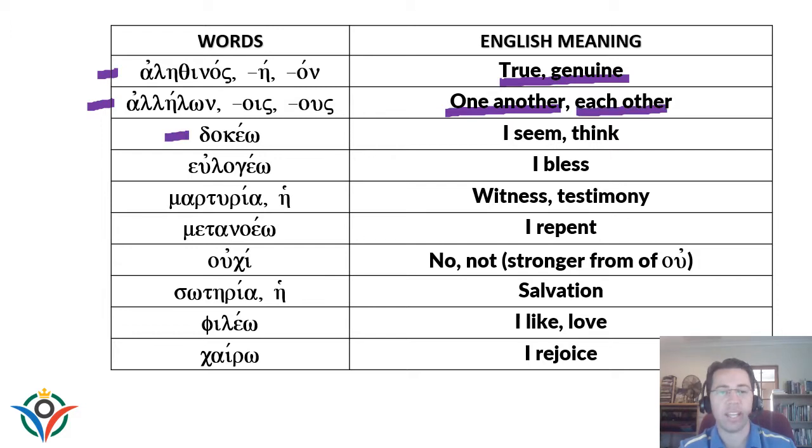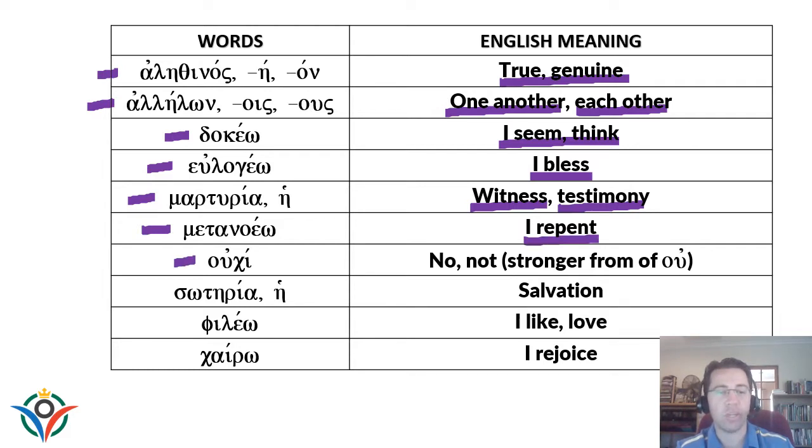Then we have dokeo, which means I seem or I think. Then we have eulogeo, which means I bless. Next we have marturia, where we get our English martyr from, and this means witness or testimony. So when someone is being martyred for their faith, they are giving a witness or a testimony about their belief in Jesus Christ. Next we have metanoeo, which means I repent.